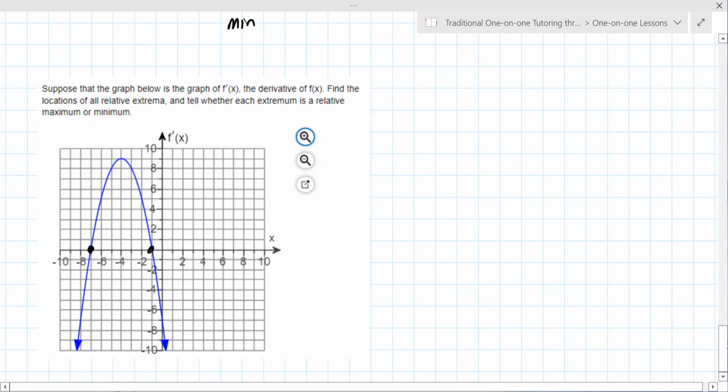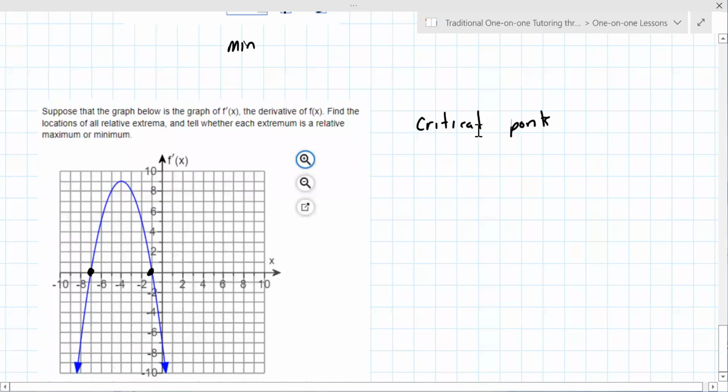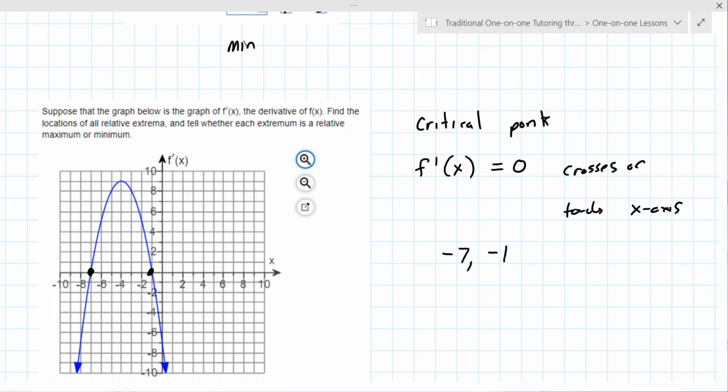So there are 2 critical points. You're used to critical points being at a min or a max. Like when we looked at this problem here, this was a critical point, and this is a critical point. A min, a max, or a min, those are the critical points. That's only true if you're looking at the original function. When you're looking at the derivative, it's where the derivative equals 0, where it crosses or touches the x-axis. So that's why I put dots there. So your critical points are at -7 and -1. And that's where we're going to have some information.